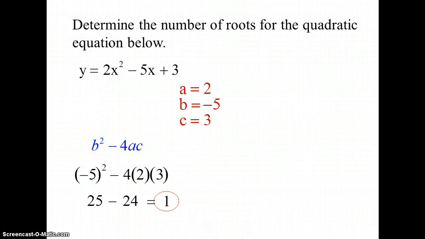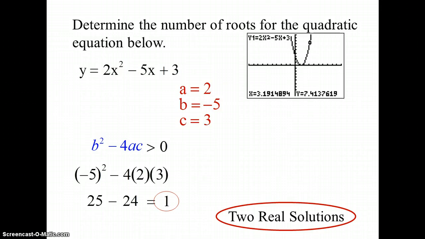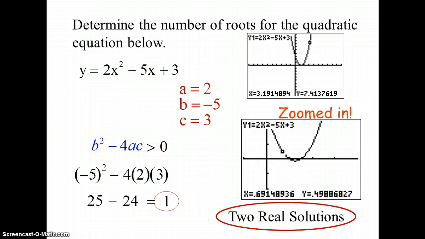So notice that it is equal to 1. So since the discriminant is greater than 0, there are two real solutions. And so here is a picture using a graphing calculator of what this parabola looks like. And if I zoom in, you can see here that the parabola intersects the x-axis twice at these 2 points.